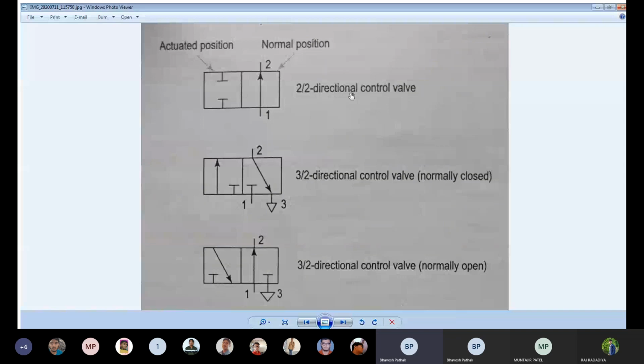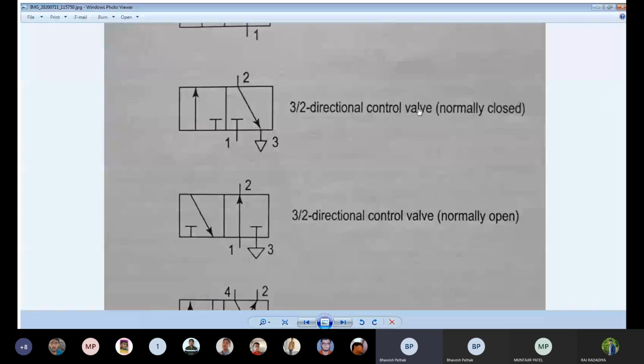Now you can see here again there are two positions, two squares, and there are three ports, 1, 2, and 3, where 1 is the pressure port, 2 is a working port, and 3 is an exhaust port. So this is a 3x2 directional control valve. Now you can classify it further as normally closed. Why normally closed? Because in the normal position, 1 is not connected to 2. But when you actuate it by some means, 1 will be connected to 2, and 2 is not connected to 3. So it will be open.